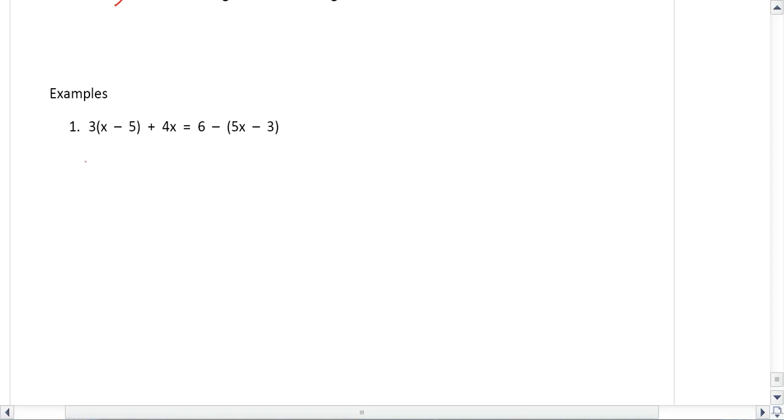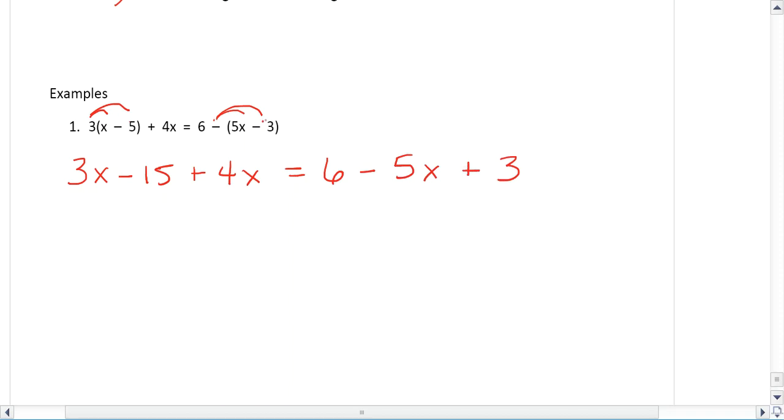All right, in this first example, we're going to start by doing the distribution on both sides. Here we have 3 in front of the parentheses times x minus 5. 3 times x is 3x. 3 times negative 5 is negative 15. And then I still have this plus 4x equals. Then on this side, I just have this 6. I need to write that down. Remember, this negative sign is like a negative 1 that's being distributed to both terms in the parentheses. So that becomes a negative 5x and then a positive 3 because it's negative times negative.